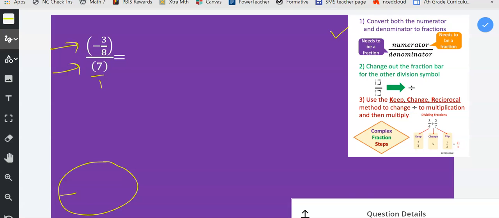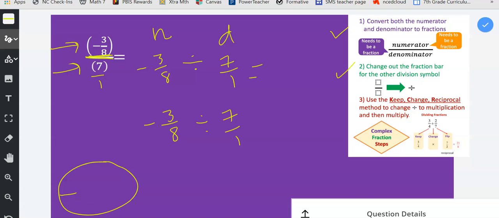Step 2 says change out the fraction bar for the other division symbol. So I replace this fraction bar with a division symbol. And you want to make sure to write the numerator first, so the negative 3/8, and then the denominator second, which is the 7. And then I'll rewrite this to prepare for the final step.